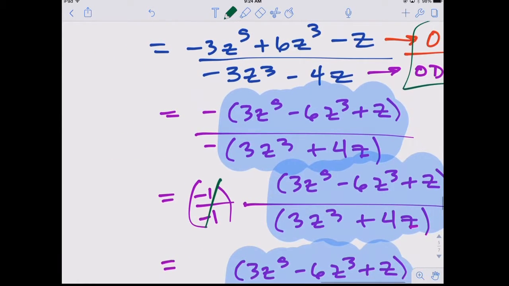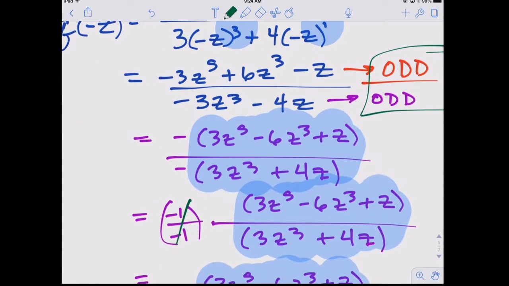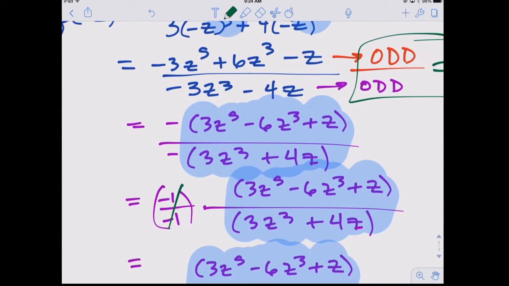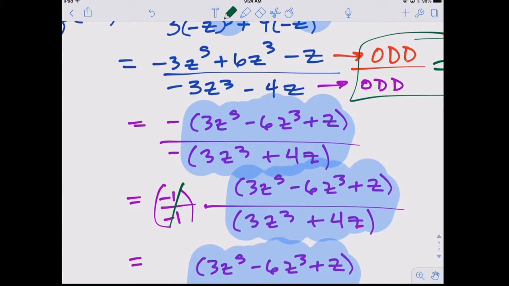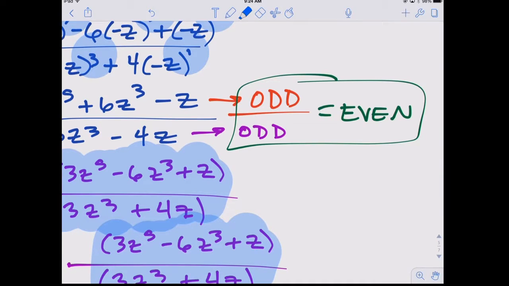Yes, because it's the same argument if you do it with variables. You're going to have an odd function in the top, meaning you can factor out a negative. You're going to have an odd function in the bottom, which means you're going to factor out a negative. Those two negatives will always divide out to give you what you started with. So this is important to remember. An odd divided by an odd is an even function.